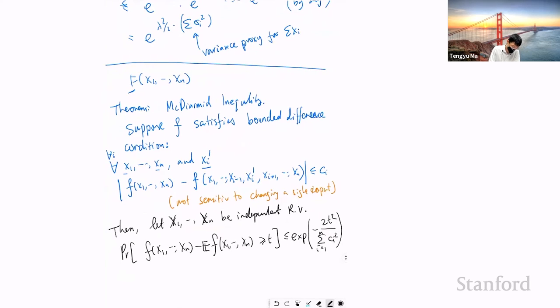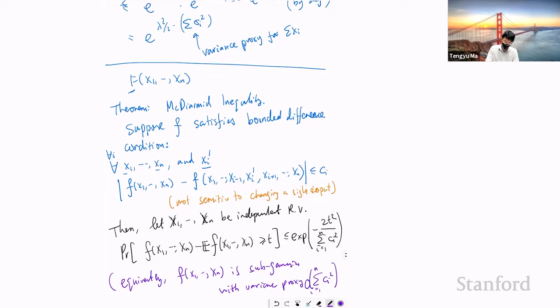So in other words, equivalently, you are essentially saying that f(x1, ..., xn) is sub-Gaussian with variance proxy something like the sum of ci squared, maybe up to a big O, if there is some constant that you may lose. This is using the equivalence of the two definitions. This is the more intuitive definition of sub-Gaussian, and if you change to the formal definition, you may lose a constant.